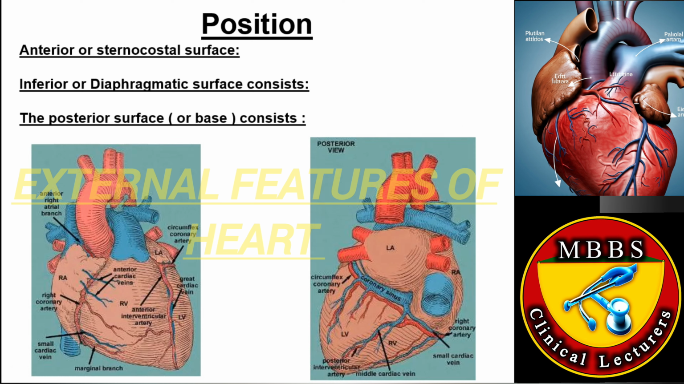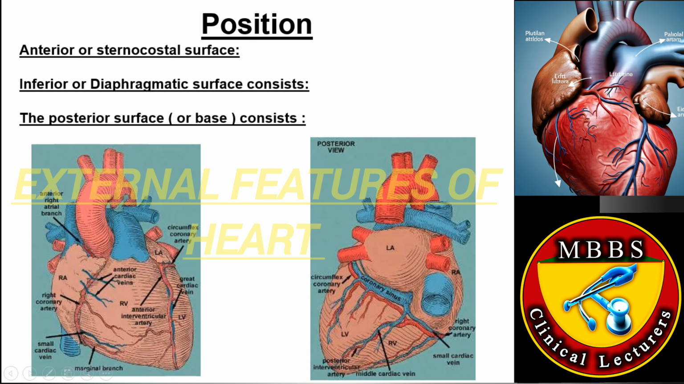The anterior or the sternocostal surface, inferior or diaphragmatic surface, posterior surface. These are the surfaces of the heart. The anterior or the sternocostal surface consists of the right atrium. You can see here, this is the right atrium. The vertical atrioventricular groove, the right ventricle with a narrow strip of the left ventricle.